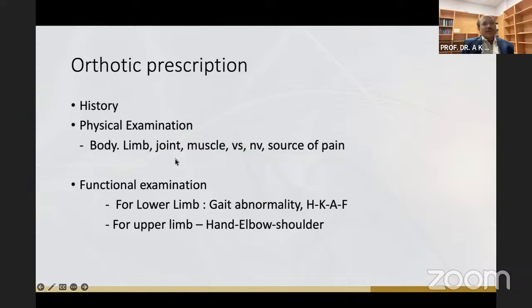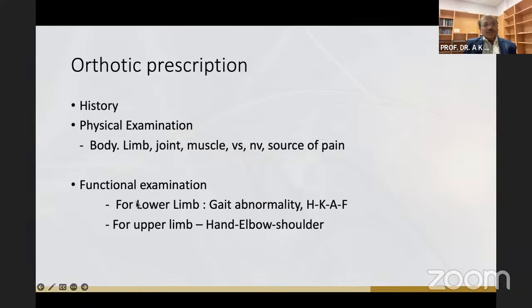So next we'll come to the limb. Next, the joint, followed by the muscles. Next, the vessels and nerves, whether the vessels are patent or not, or the nerves are working or not. Next is, if there is pain, what is the source of the pain? Because we have to bypass the source of the pain for relief of the pain by the help of the orthosis.